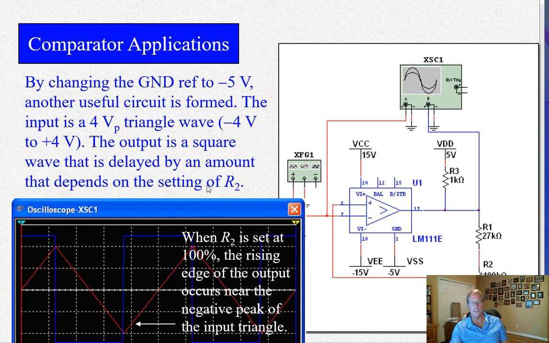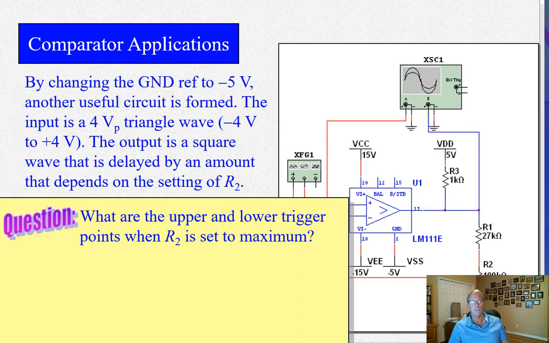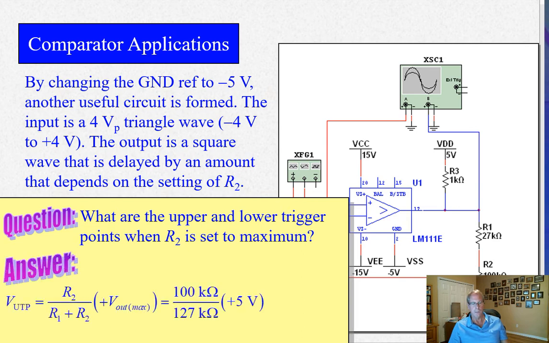Okay, and R2 is set at 100%. The rising edge of the output appears near the negative peak. Upper and lower trigger points when R2 is set to maximum. Well, 100K is R2 maximum. So 100K divided by 127. 127 is 27K plus 100 times the upper trip point. No, I'm sorry, not upper trip point, the output maximum, which is 5 volts. So the VUTP ends up being 3.94 volts. So that's where it's going to switch. And it's going to switch at minus 3.94 volts too, because it's symmetrical.